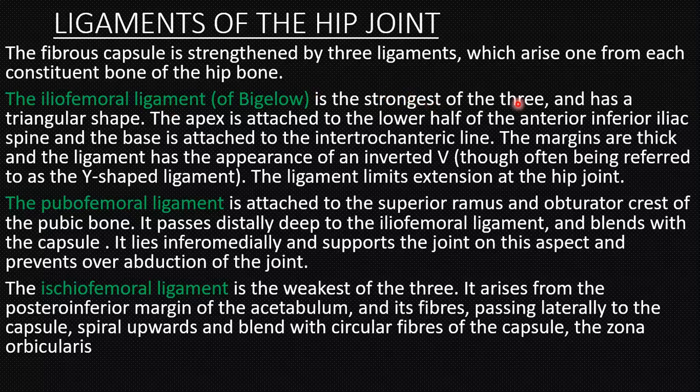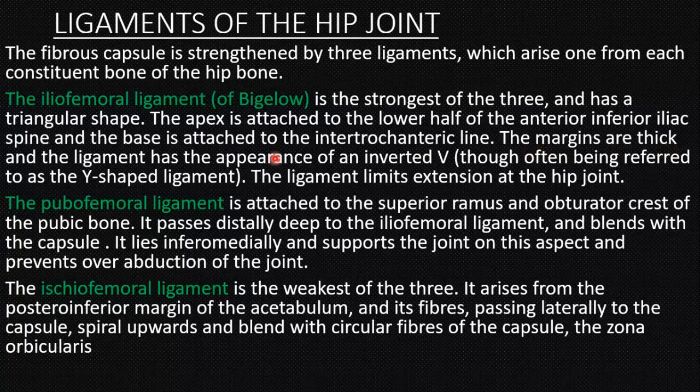It is the strongest of the three and has a triangular shape. Now, the apex of this triangle is attached to the lower half of the anterior inferior iliac spine. Remember, the upper half of the anterior inferior iliac spine is where the straight head of rectus femoris originates from, but the lower half is where the apex of the ligament of Bigelow originates from. Now, the base is attached to the intertrochanteric line.